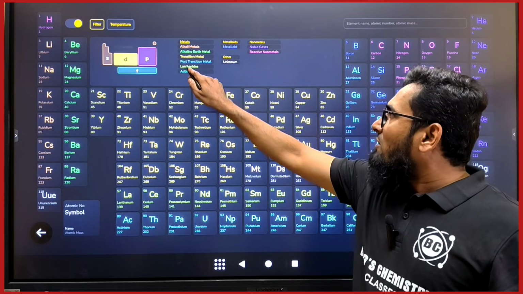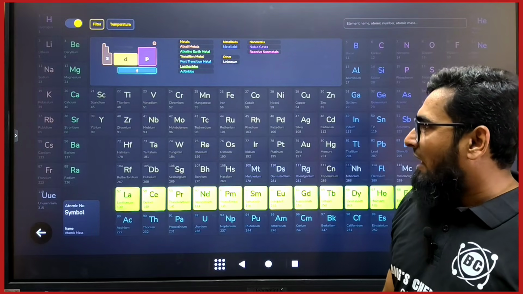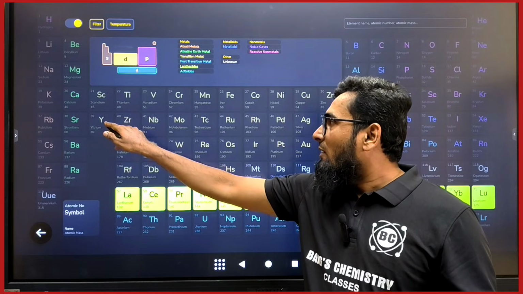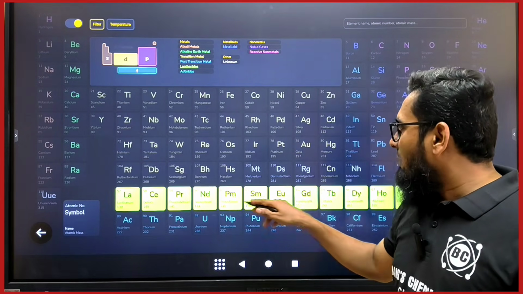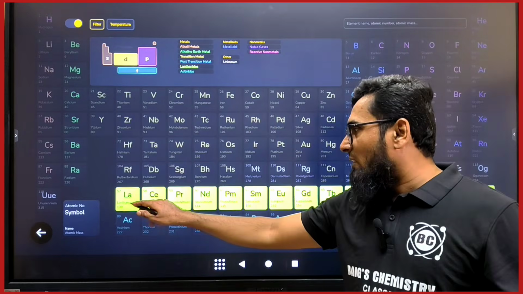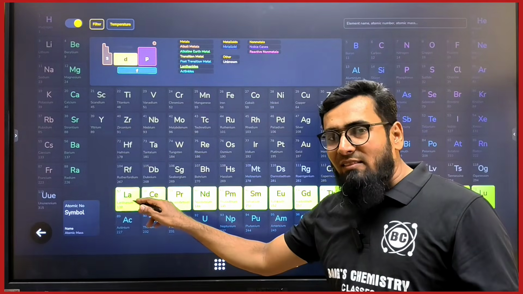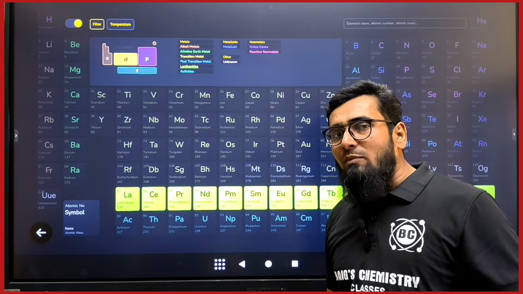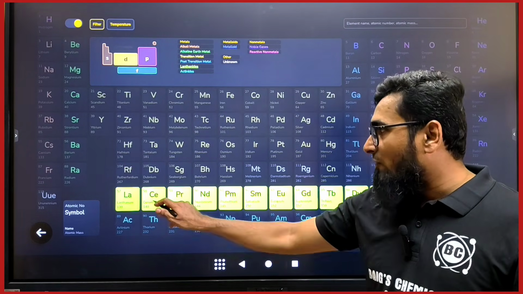Then you have, students, lanthanides. What are lanthanides? Lanthanides are below yttrium. Here you can see yttrium. Below yttrium, these 14 elements are present, from lanthanum, cerium. If you count lanthanum, it becomes 15 elements, students. If you do not include the lanthanum, then there are 14 lanthanide elements, starting from cerium.